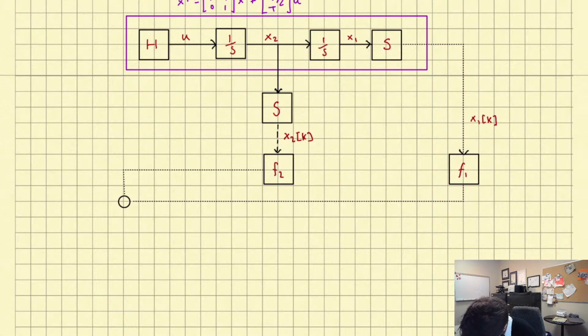Okay, so what I've done is I've just multiplied them, added them together, and that generates U of k. And U of k is what is ultimately sent back to my plant.